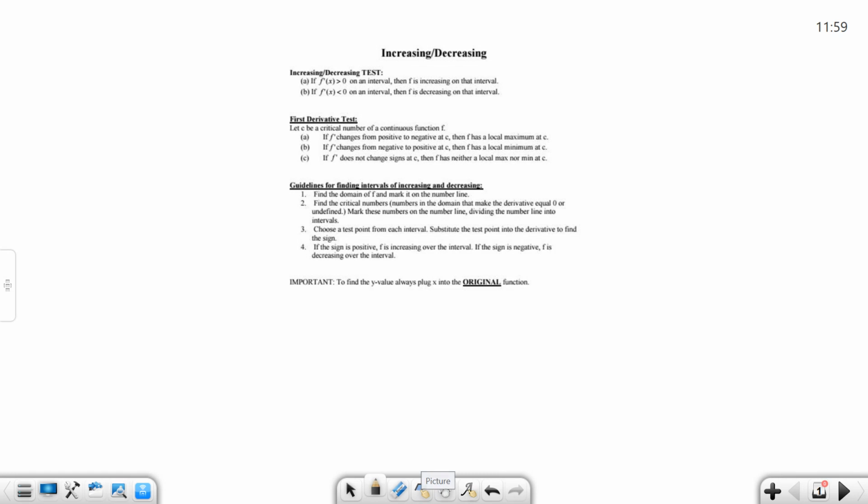In this section, we're talking about intervals where the function is increasing and decreasing, and we're talking about local max and min. And you have your notes on this page. Of course, you can print these out from the blank notes and completed notes as well.